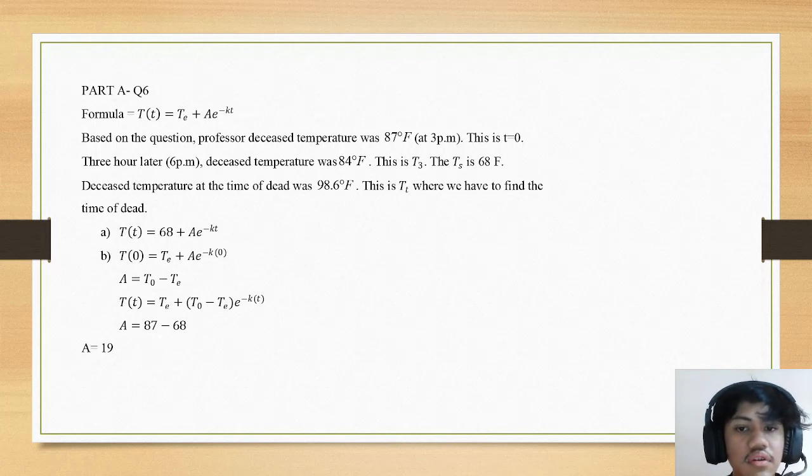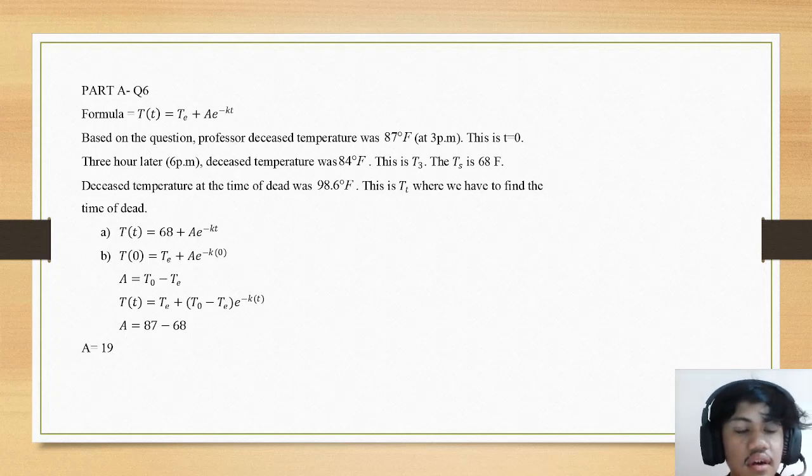Dizzy's temperature at the time of death was 98.6 Fahrenheit. This is where we have to find the time of death. So for A, the equation of Newton's law of cooling is T equal to 68 plus A e to the power of negative kt.